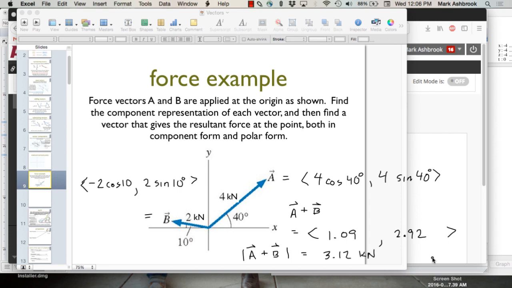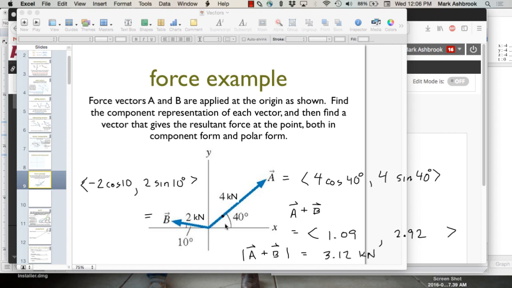And why is it so much less than 6? What's happening here that makes it so much less than 6? The x components have a canceling effect, right? So the part of A pulling to the right and part of B pulling to the left kind of cancel out. So that's why this is going to be much less than 6. And then the y components are just going to add together. And then the total magnitude of that is 3.12.